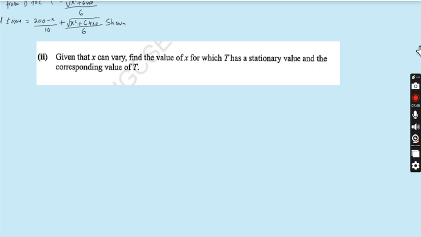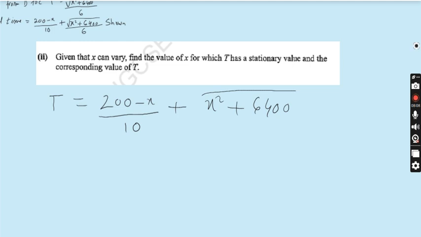So we have t equals 200 minus x upon 10 plus square root of x square plus 6400 upon 6. Now in order to find the stationary value of x, we must find the derivative of time with respect to x.